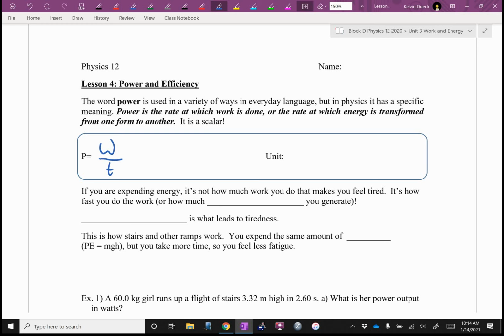Is it a scalar? Well, of course it's a scalar, because work is a scalar and time is a scalar, and a scalar divided by a scalar has no direction, much like your future. Anyways, it's got to be a scalar. What are the units for power? Well, first of all, what are the units for work? Joules per second.